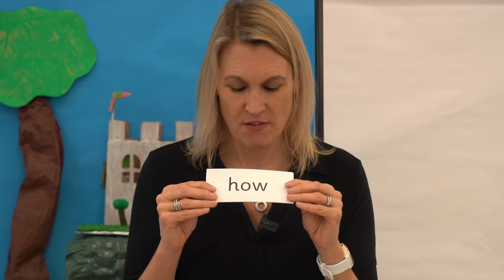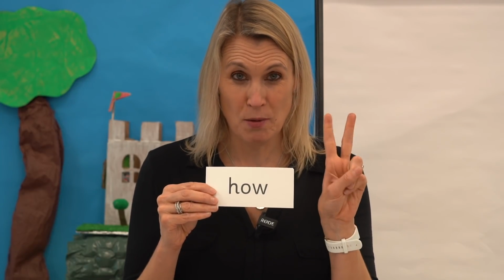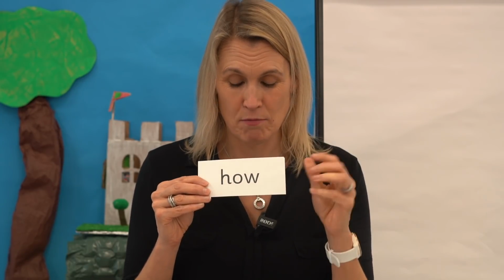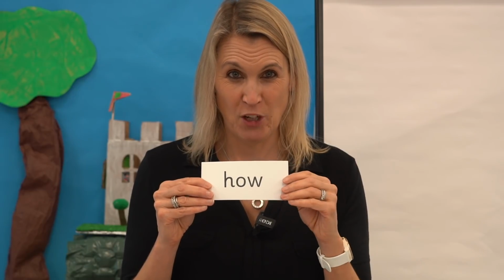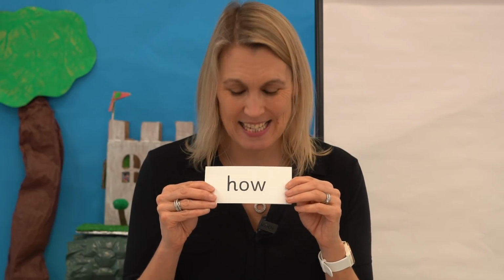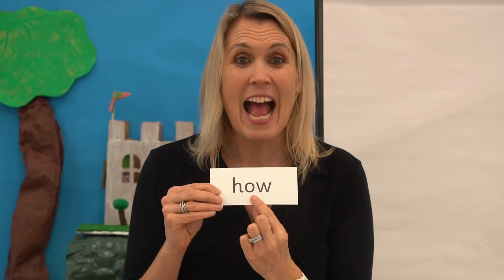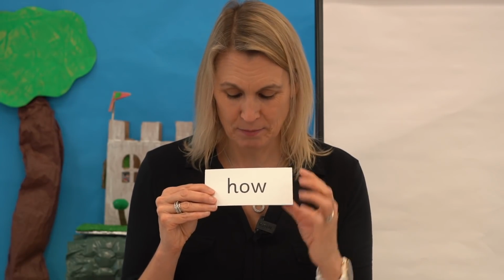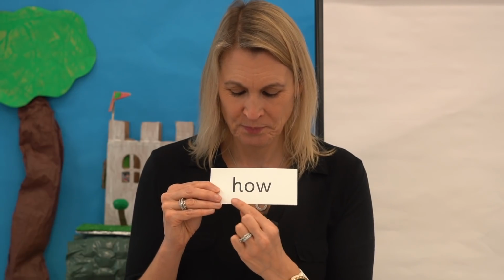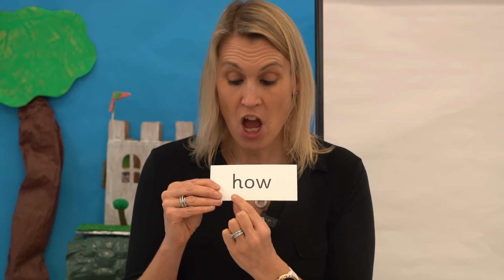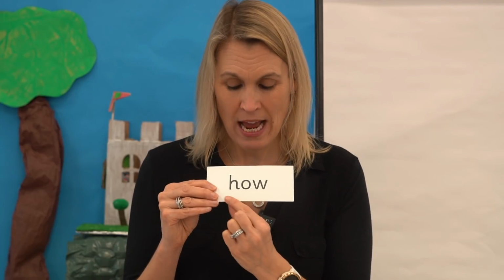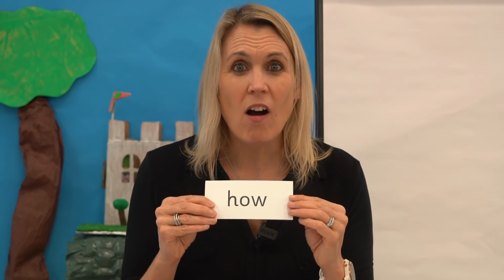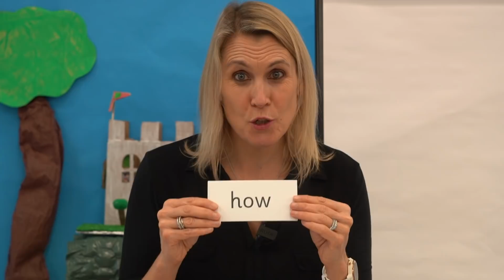Can you spot the digraph? 2 letters, 1 sound. Have you got it? Yes, the digraph is ow. Read each sound, then blend. Ow, how. We are learning how to read.